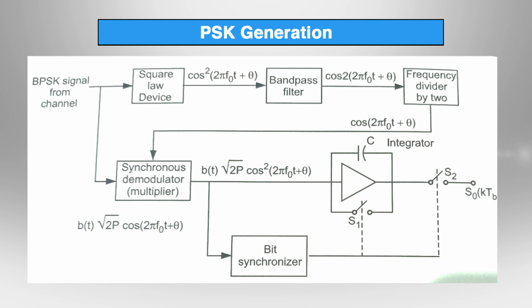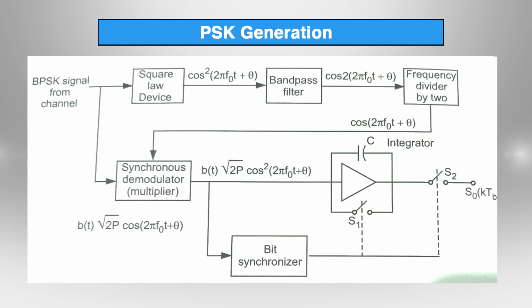Once we get the synchronous signal multiplication, after multiplication you will find b of t under root 2 P cos square 2 pi f c t plus theta, right. This signal is given to the integrator. At the same time we also have a bit synchronizer. The bit synchronizer handles the switching between S1 and S2. It takes a decision on what time S1 will be switched and what time S2 will be switched, right. That switching completely depends on the decision module given by the synchronous demodulator, the multiplier, right. So, the input signal is given to the bit synchronizer and the integrator. What is the function of the integrator? The integrator will integrate the whole signal over the durations 0 to T1, T2 to T3, T4 and so on, right.